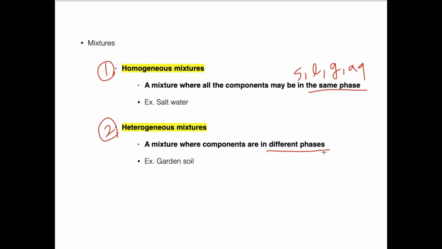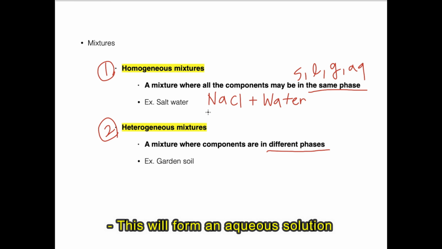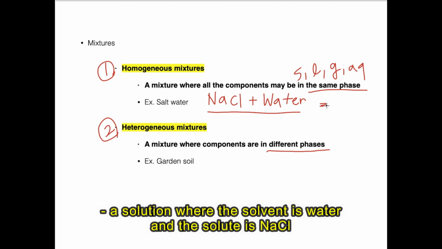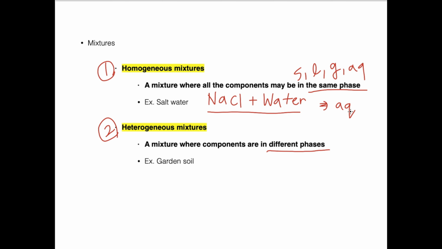Okay, let's see the example for the homogeneous mixture, salt water. As I mentioned before, salt water is when salt is dissolved into water, right? So when salt is dissolved in water, they form an aqueous solution. So they will both be in the same phase, the aqueous phase.